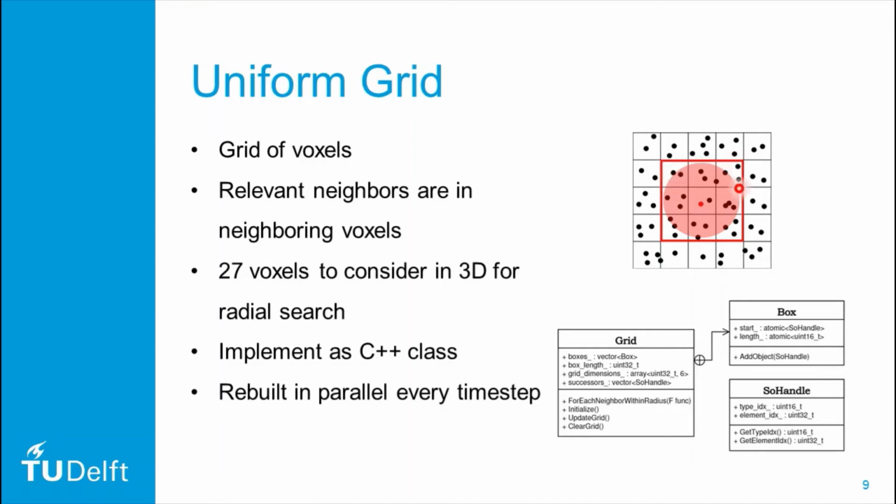For simplicity, we showed a 2D version on this slide where it concerns only these 9 voxels as highlighted in the image. For each agent in the surrounding box, we check if the distance is within the search radius for it to be considered a neighbor. This method is implemented as a C++ class in BioDynaMo. And unlike the KD tree, it is possible to construct this data structure in parallel.